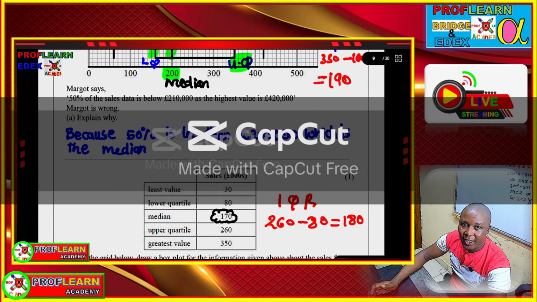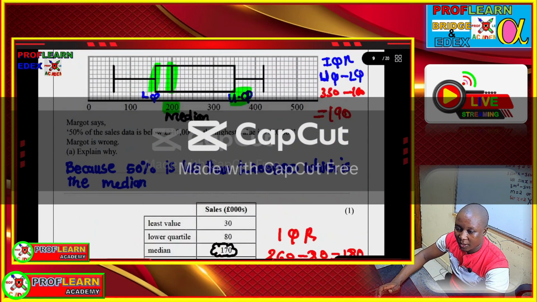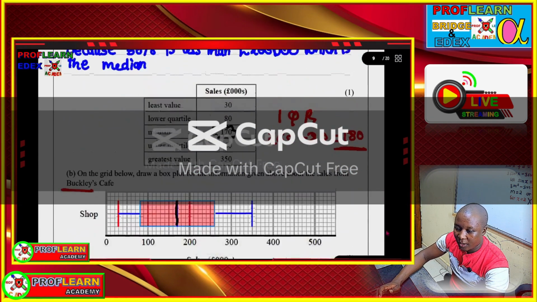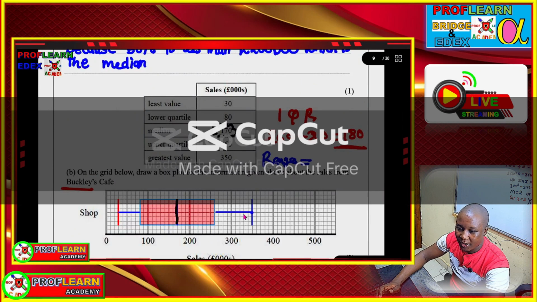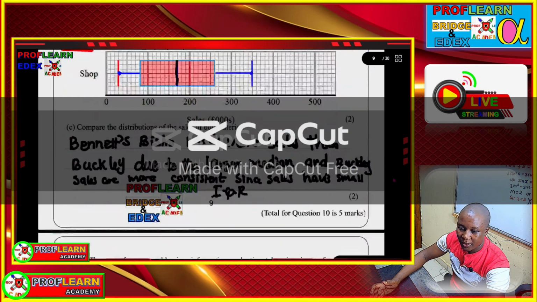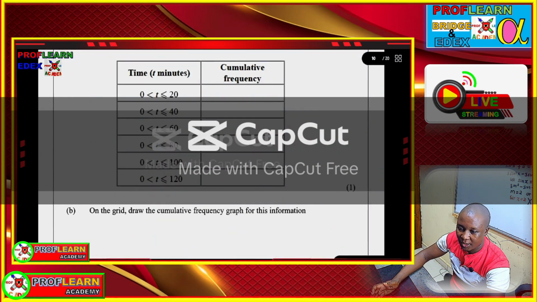You can see that where we have a small interquartile range, it means there is consistency in the cells. Where we have a larger median, it means more cells were done. So I think we are done with that part. But if you are asked for the range, it is the greatest value minus the least value. In this question, we were not asked that.